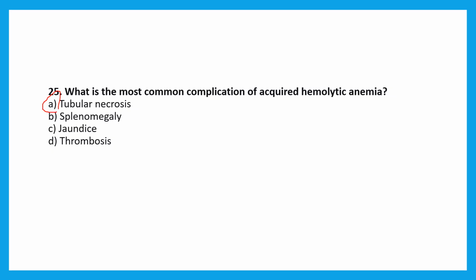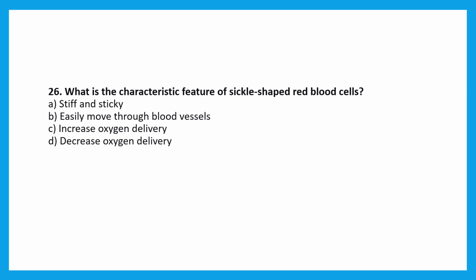All right, so question number 26, what is the characteristic feature of sickle-shaped red blood cells? This one has come again, trying to come back. So A, stiff and sticky, B, easily move through blood vessels, C, increase oxygen delivery, D, decrease oxygen delivery. So which one is the best answer?